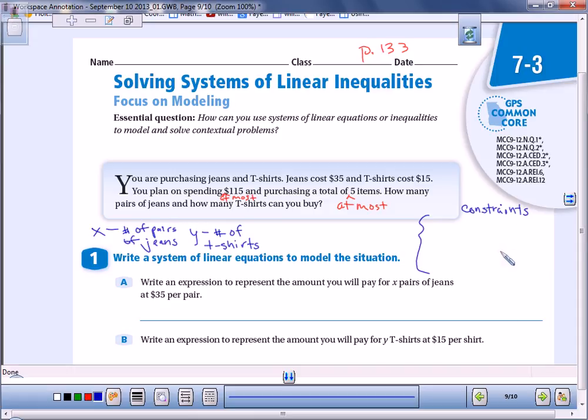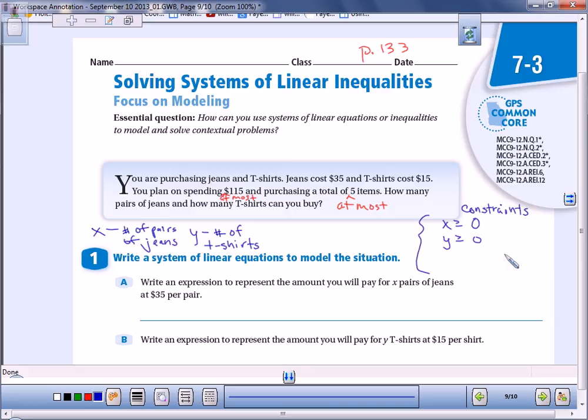Can I purchase a negative number of jeans? No. So X would have to be greater than or equal to 0. Can I purchase a negative number of t-shirts? No. So Y has to be greater than or equal to 0. So this graph will be contained solely in what quadrant? The first quadrant. Everything's in the first quadrant.